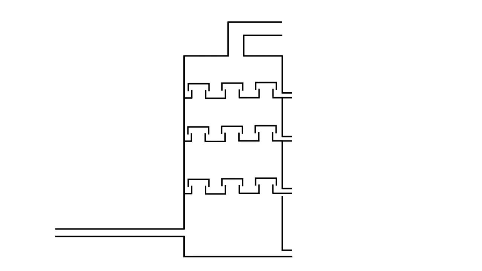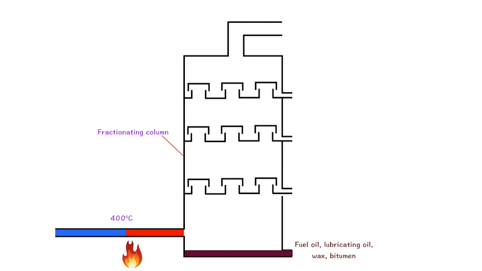In fractional distillation, the petroleum is first heated to about 400 degrees Celsius, then pumped into a long fractionating column. So fuel oil, lubricating oil, wax, and bitumen will condense at the bottom of the column. The rest of them will exist as vapor and move upward.